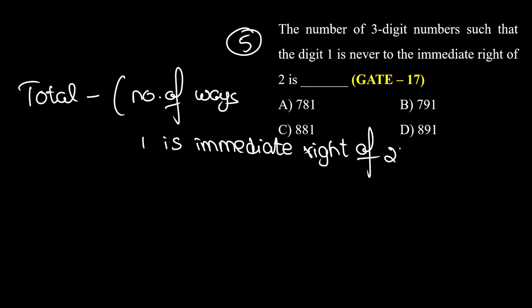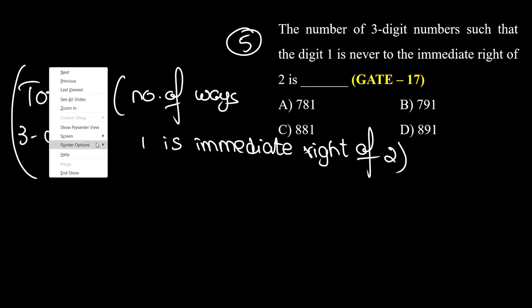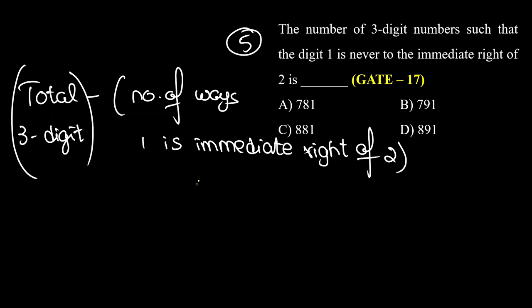I want the total number of 3-digit numbers. Questions regarding 3-digit numbers, right? Out of the total 3-digit numbers, yes sir, 899. Okay. Still, many people are manually counting.